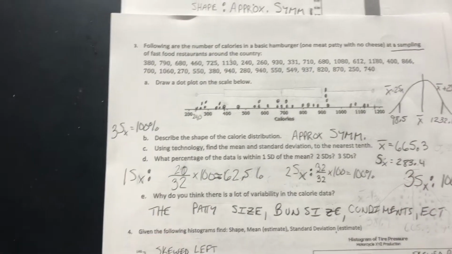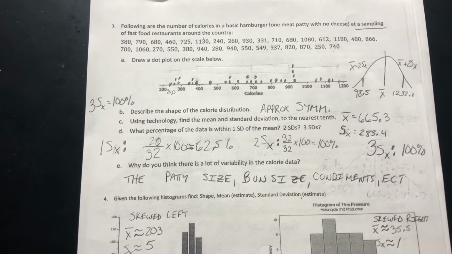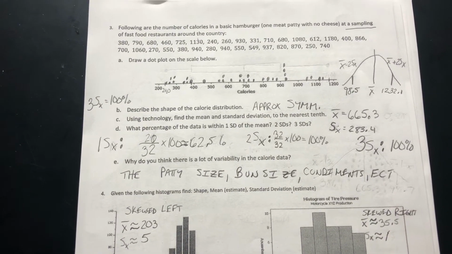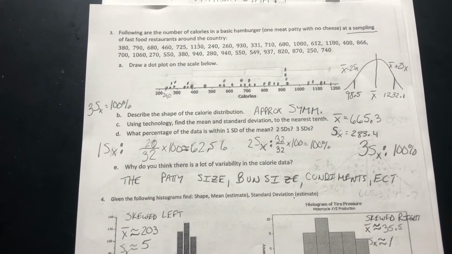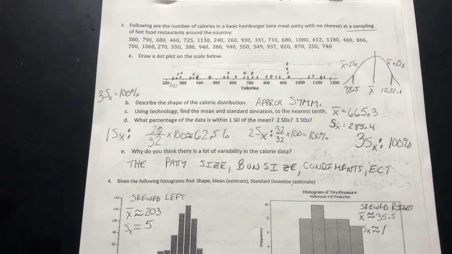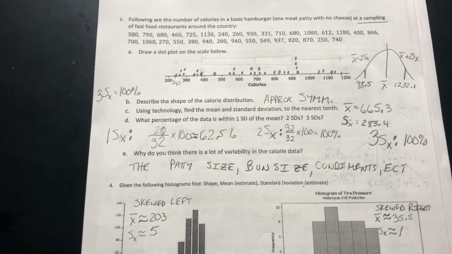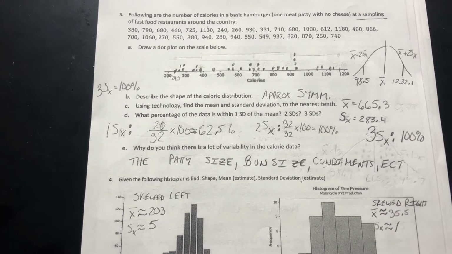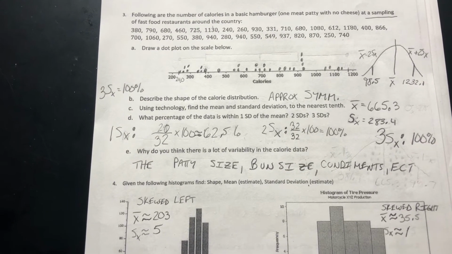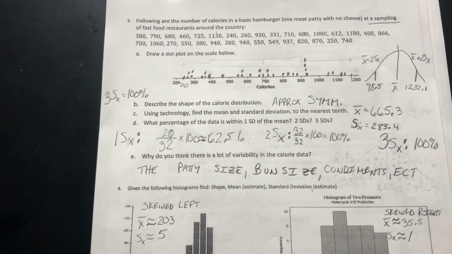On the back, we have the following numbers of calories in a basic hamburger, 1 meat patty with no cheese, at a sampling of fast food restaurants around the country. So those are all the calories. I plotted these on the dot plot, approximate, not exact. And for this one, it then says, B, describe the shape. This one is approximately symmetric.